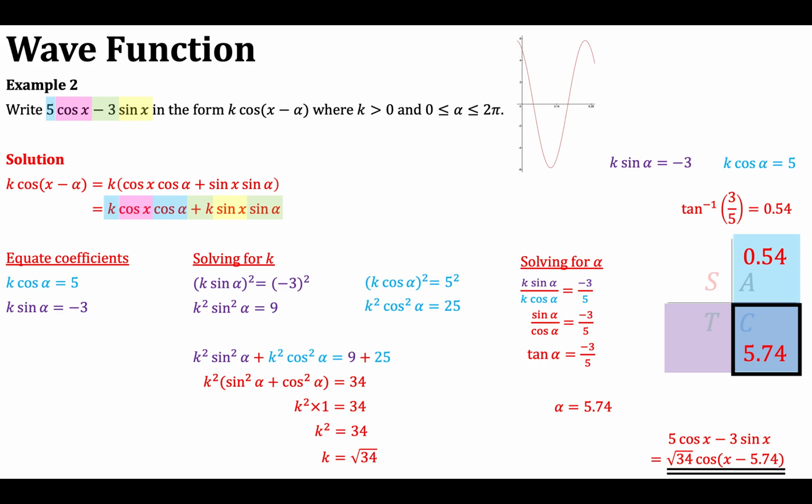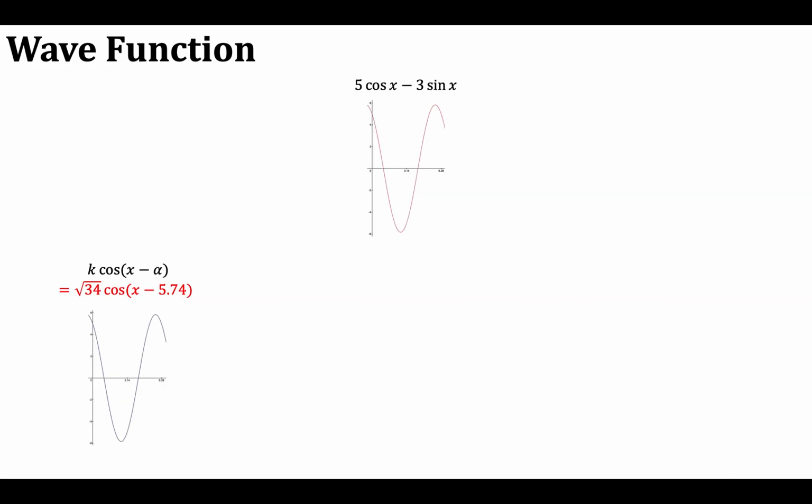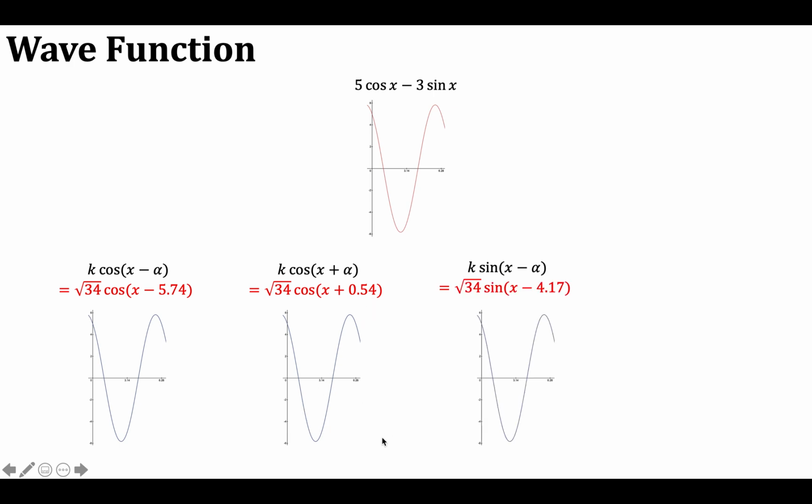And again, if we just plot that graph, you can see that it gives us exactly the same graph as we had originally for 5 cos x minus 3 sin x. And once again, we can look at the other forms that we may have been asked to express our answer in. So we were given this form, and we got the same graph. What if we'd been given k cos of x plus alpha? And you can see there again we would have a different phase angle. But we have the same graph.